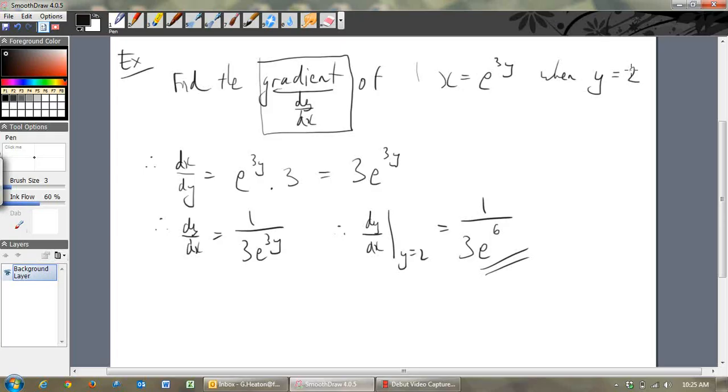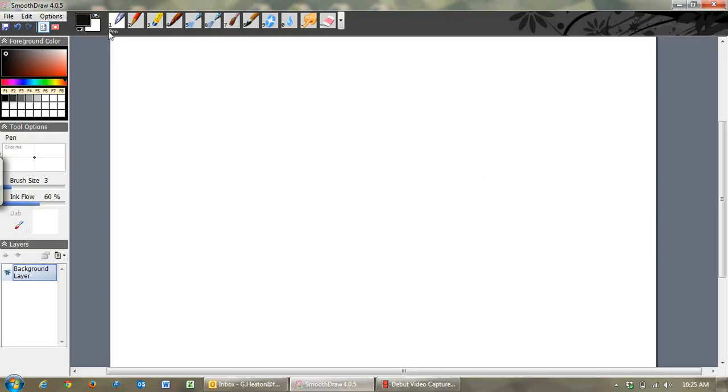What about if it asks for something when x is equal to something? Let's just have a look at that one. Find the gradient, I'm just going to write dy by dx, save myself a bit of time, of a curve x equals cos 2y when x is equal to 0. Okay, so let's have a look at that.